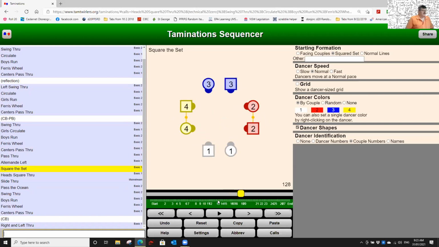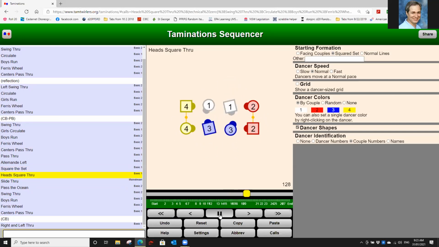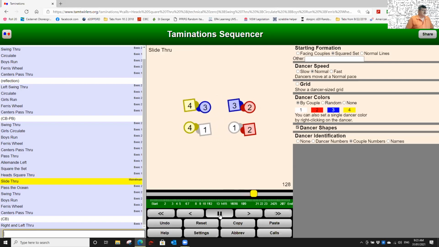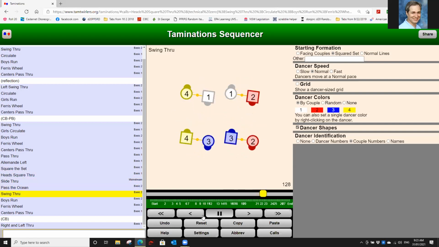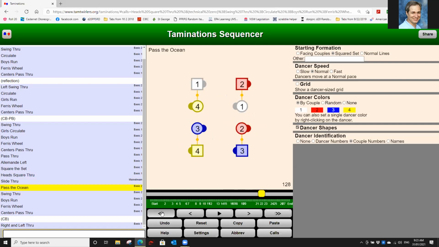You then went into the equivalent slide through, pass the ocean, swing through from the corner box. Oh yeah, okay. For the pass the sea. And you went here, slide through, pass the ocean. Okay, stop there. Ooh, can you go back one? All right. So imagine this ocean wave as kind of modified facing couples. You know, if they were to step backward, you could see that the heads are on the outside and the sides are on the inside.